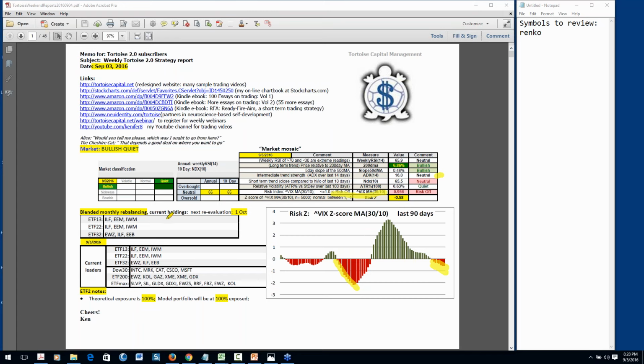We just did the blended monthly rebalancing. So the things that are working, you'll notice, are Brazil and Latin America, emerging markets, another emerging markets, and then the U.S. small caps, IWM. So those are all speculative traders' vehicles that are away from the S&P, which is the big money.